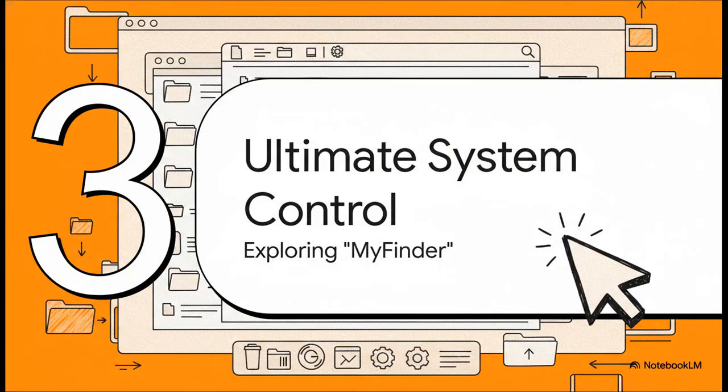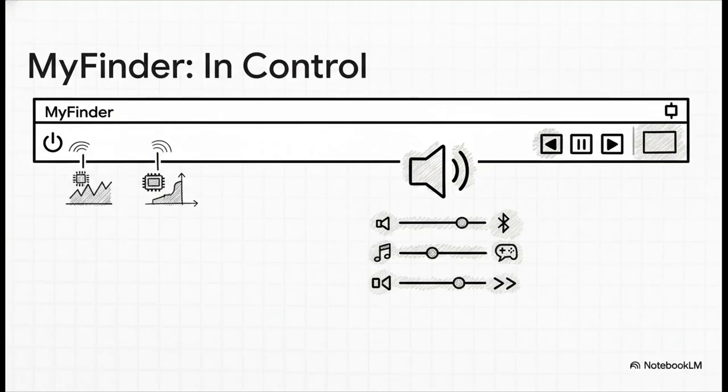All right, so we've reimagined the dock. Now let's look at the second major piece of the puzzle that gives you ultimate control over your whole system. And that's the MyFinder bar. MyFinder is basically your new top menu bar, and believe me, it is packed with useful stuff. You've got your quick system controls like shutdown and restart, obviously, but you also get real-time monitoring of your CPU, your memory, your network speed. You can manage Wi-Fi and Bluetooth, control your music, and this is a fantastic feature. You can adjust the volume for each app individually.